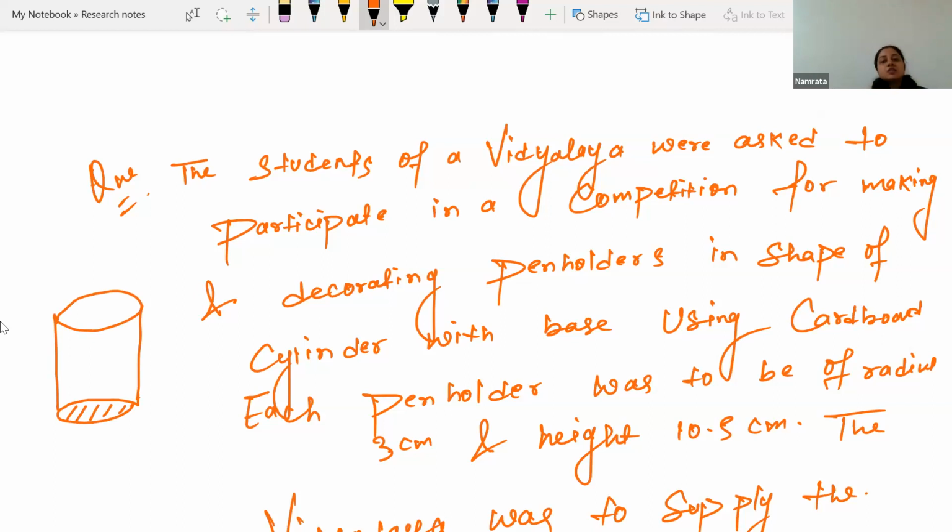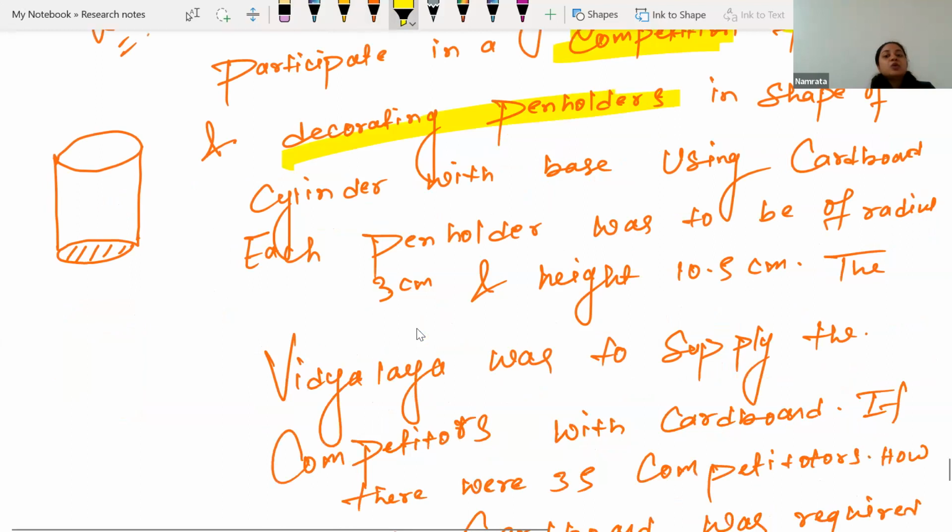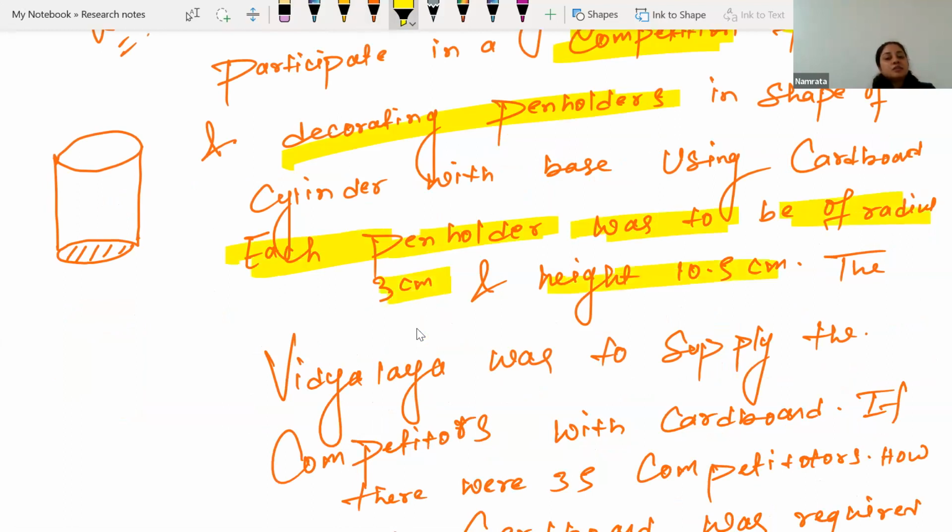That is what this competition is all about. Everyone has to make a pen holder. Now let's read it carefully. The competition for making and decorating a pen holder, of course, in the shape of a cylinder. Each pen holder was to be of the radius given, height given. What is the radius of the pen holder? What is the height of the pen holder? That is already provided, you have to take this measurement only.